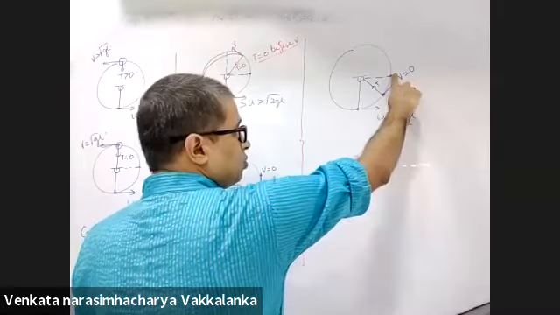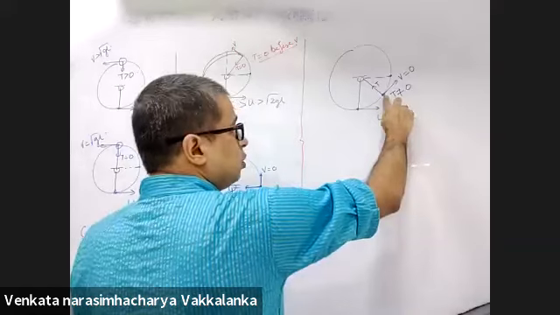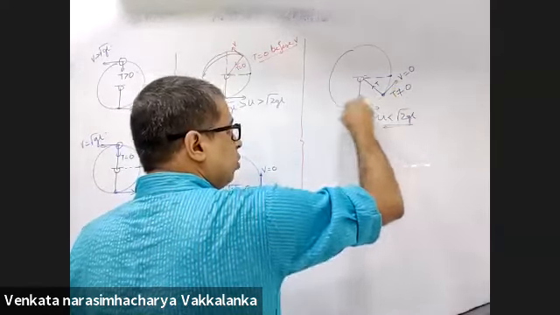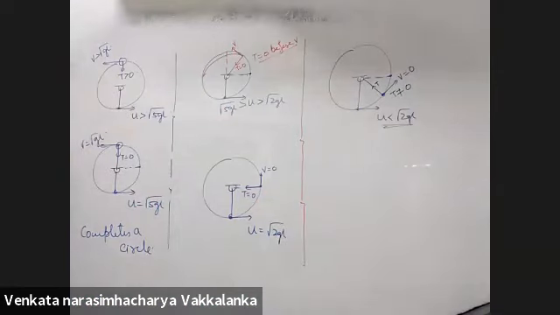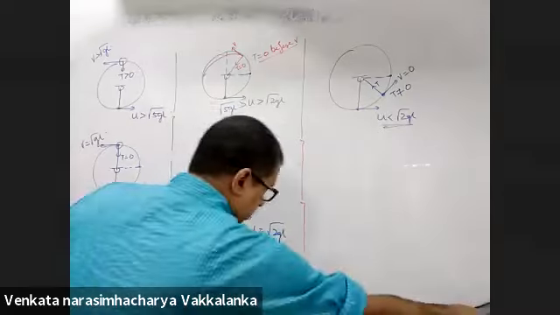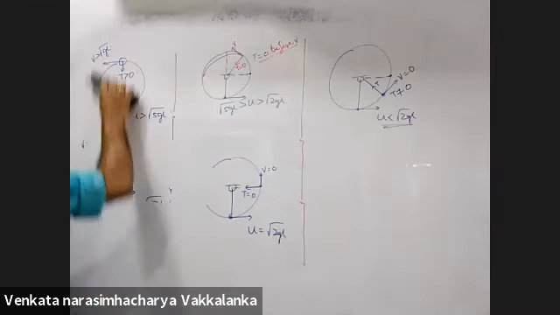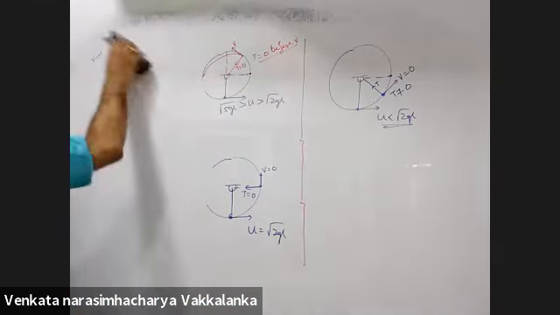It will not cross this point. Velocity becomes 0 before tension. It will be oscillating in the third and the fourth quadrant. This is what we did in the previous class.